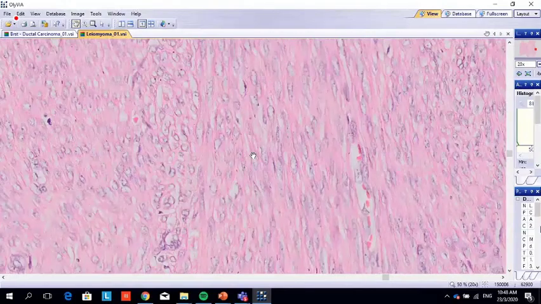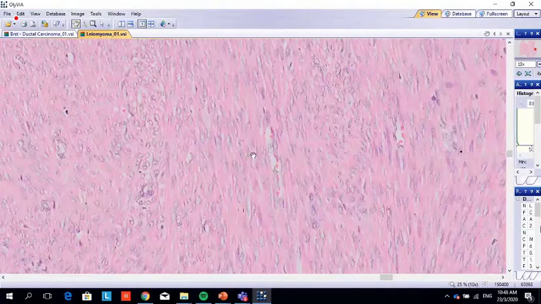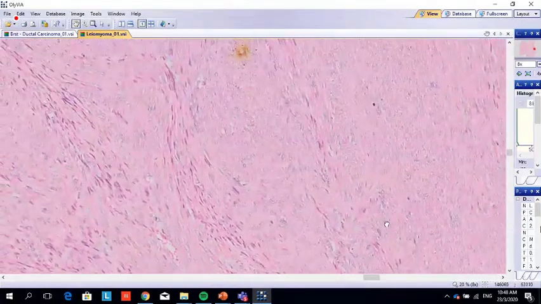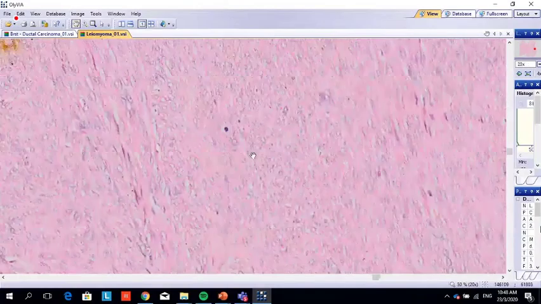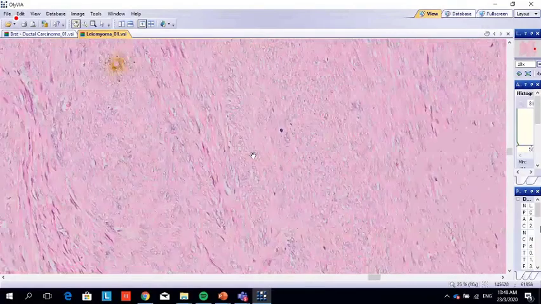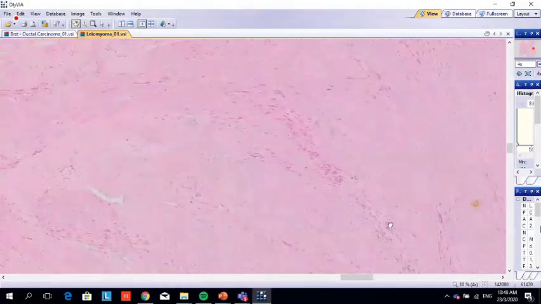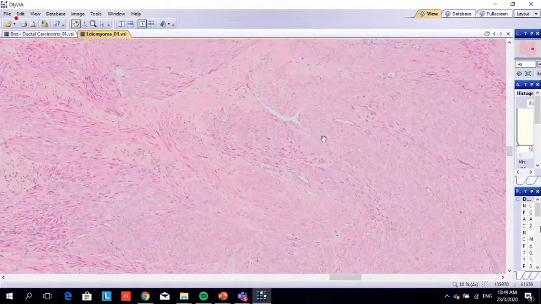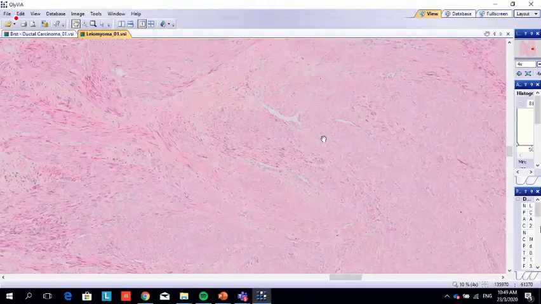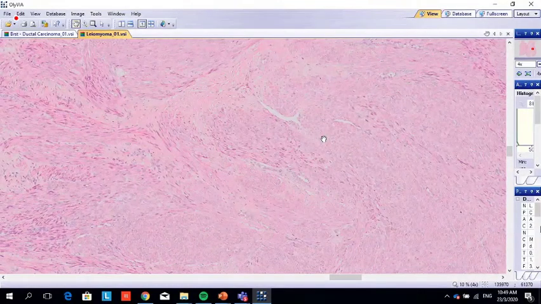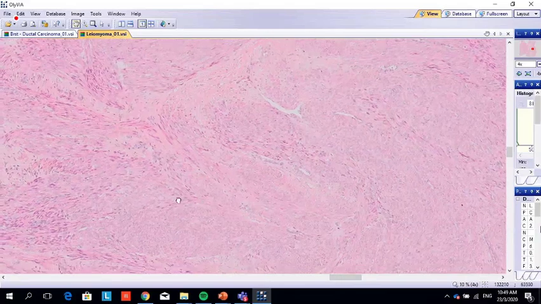Look here, no atypia, no atypical cells. In this leiomyoma, I don't think we can find a mitosis. Maybe this is one mitosis. I think that's all. What does atypia mean? Atypical cells mean malignant cells, with features of malignancy: hyperchromatic nuclei, irregular nuclei and irregular cells, polymorphic cells.